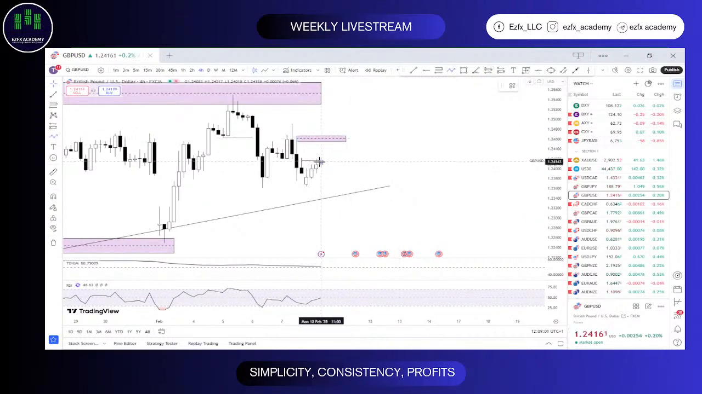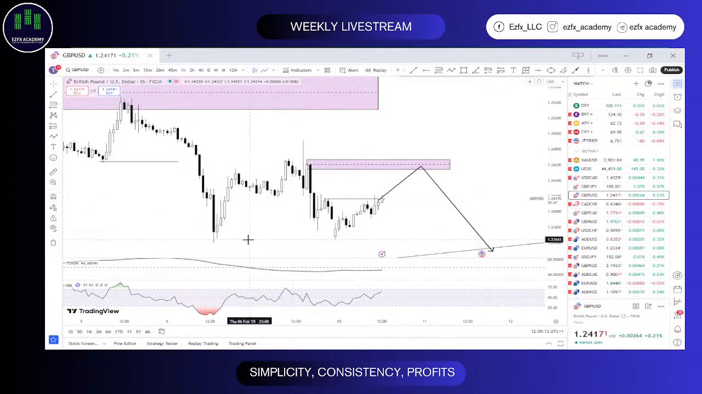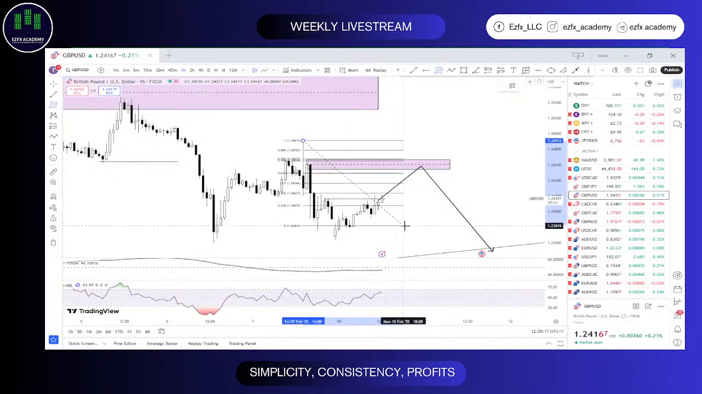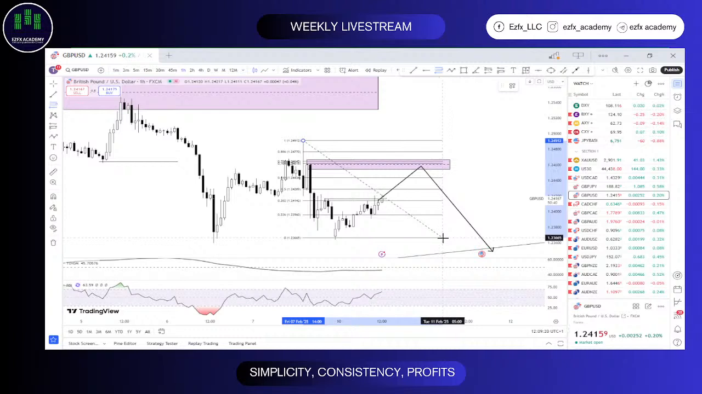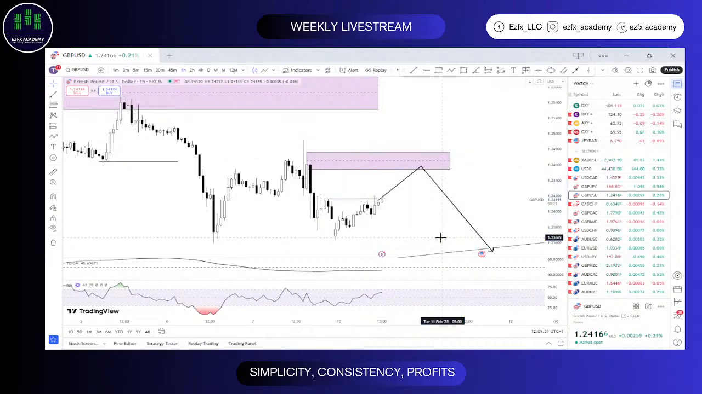So this is what I'm watching out for right now. Something like this, and to be a bit more secure on that, let's see. Okay, so I think I'll just extend this a little bit more to accommodate this whole region here. Yeah, so this is what I'll be working with this week on GBP USD.